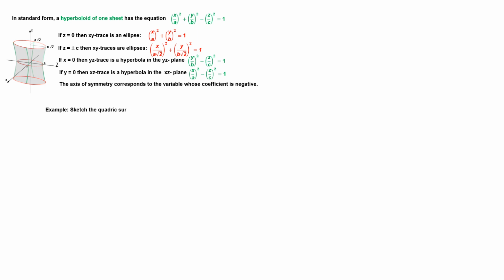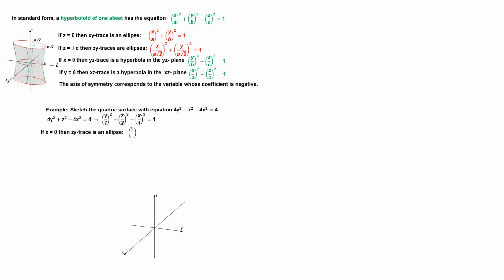Sketch the quadric surface with the equation. To classify and sketch a quadric surface, start by writing the surface in standard position. The axis of symmetry is the x-axis. If x equals 0, then zy trace is an ellipse. If x equals plus or minus 1, then zy traces are ellipses.